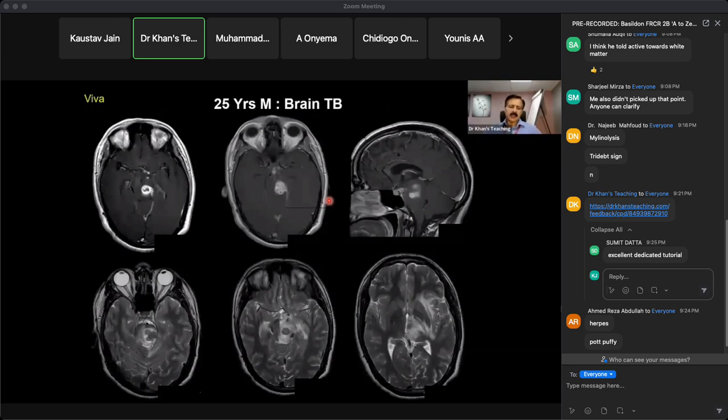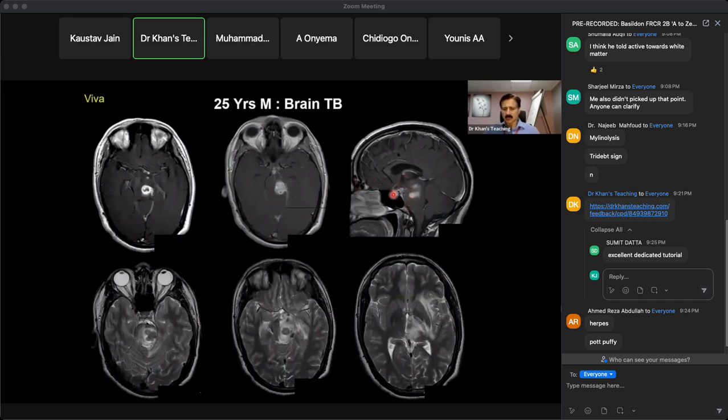So TB meningitis, of course, basically the route of entry is usually through the CSF. So it is a basal meningitis. But there is a concept of hematogenous spread also. So the radiological features which can be seen include signs of basal meningitis.